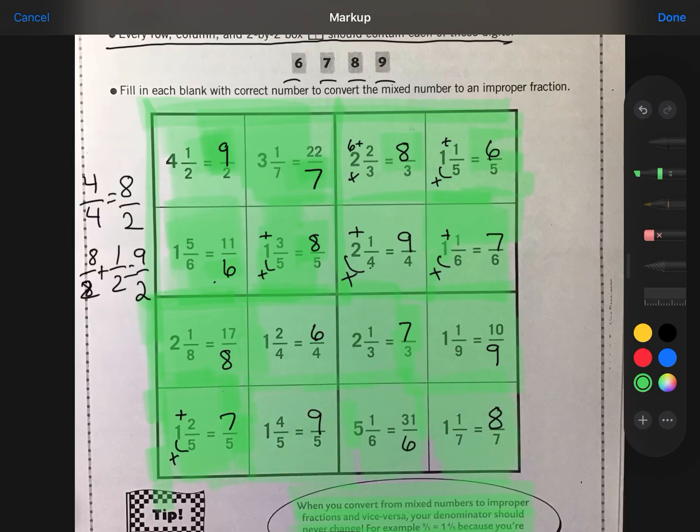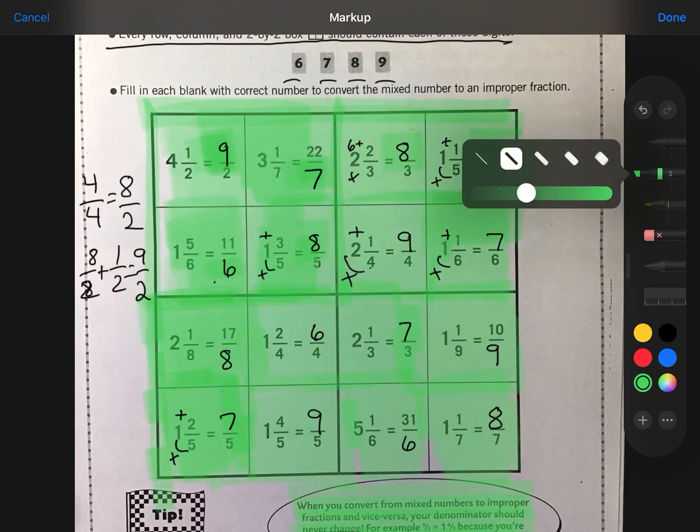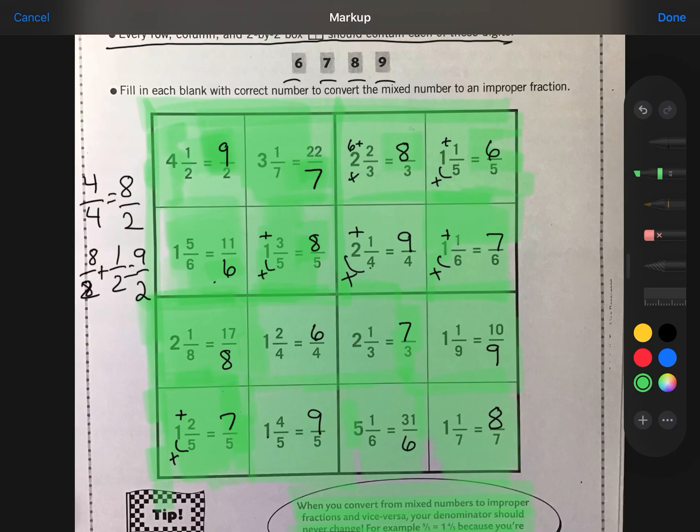Okay, now this method of multiplying the denominator by the whole number and then adding the numerator is just a shortcut or an algorithm, but you need to realize the difference between the whole numbers and the fractions, like in this one, 4/4 is 4 wholes, and then you add that other half, and that's how you get 9/2.